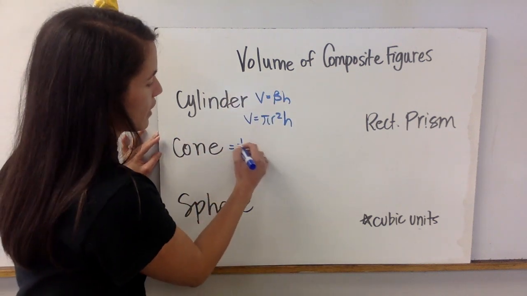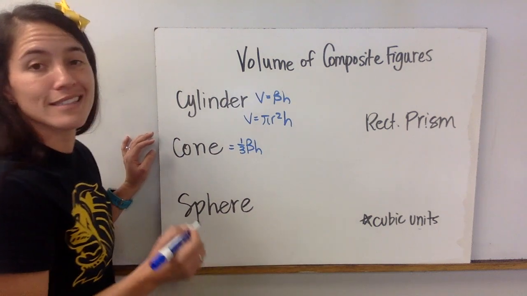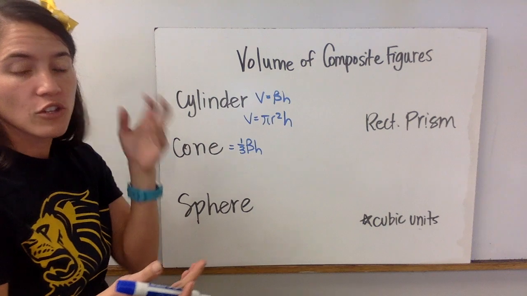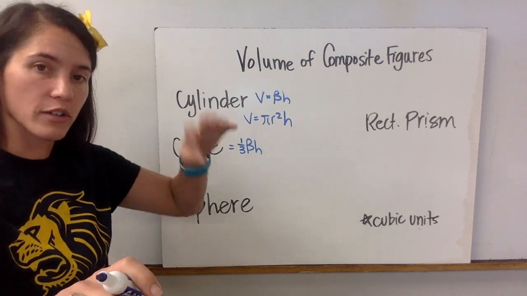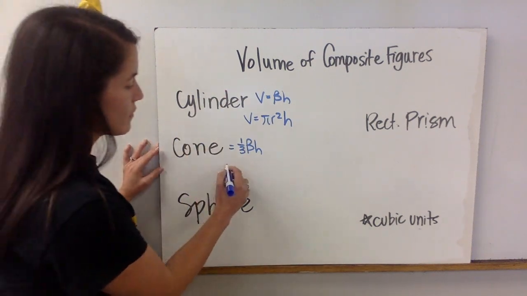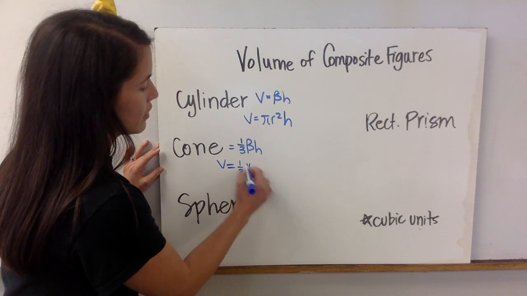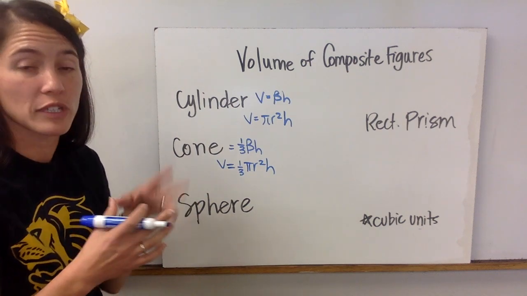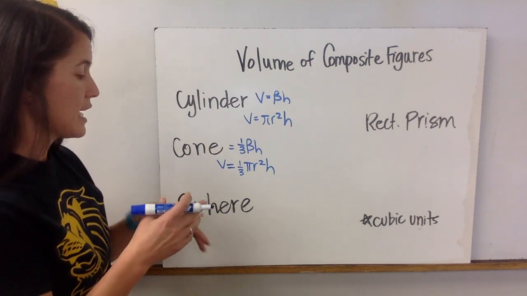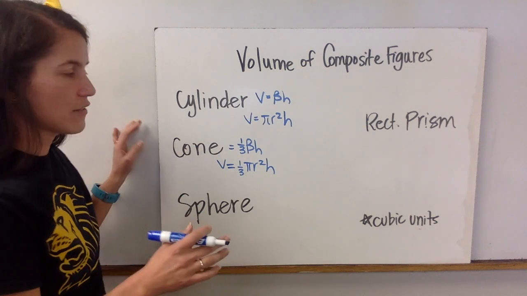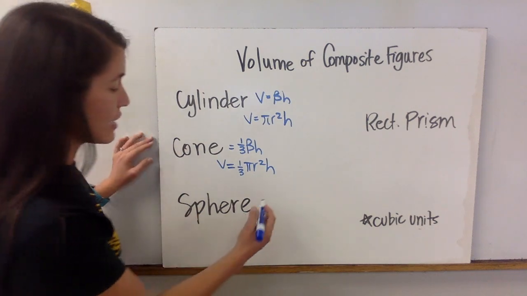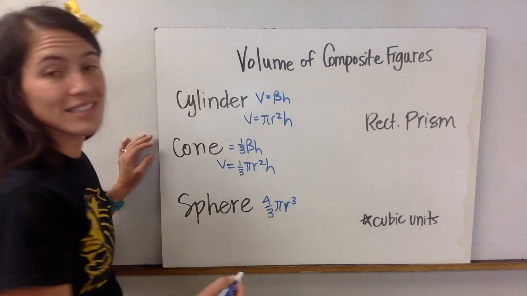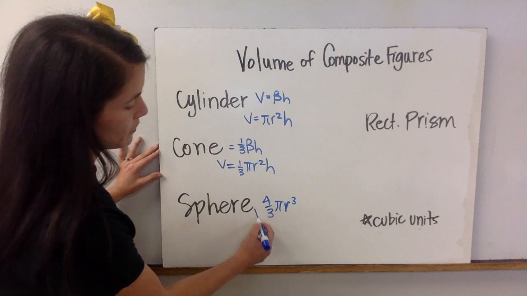A cone is 1/3 of a cylinder, assuming they have the same height. You could take 3 cones and fill it up with water and pour it into a cylinder. So the volume is 1/3 pi r squared h. And the pi r squared comes from the base. Even though it's a cone and only has one base, the base is still a circle. A sphere is kind of weird, because it doesn't really have a base, but it's 4/3 pi r cubed for the volume of a sphere.